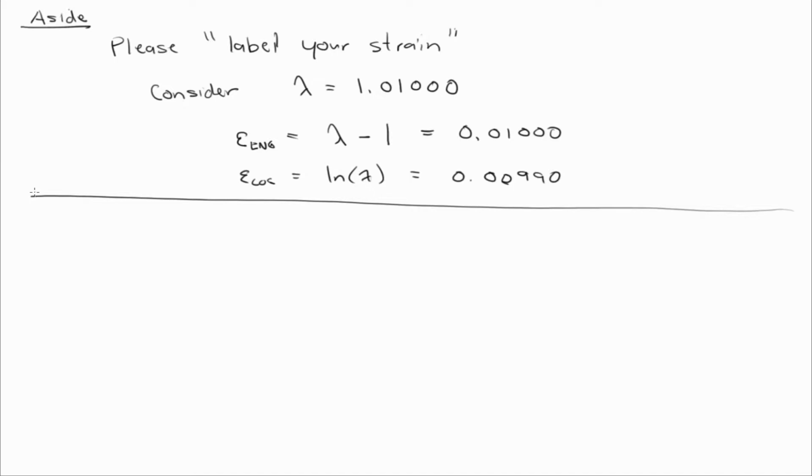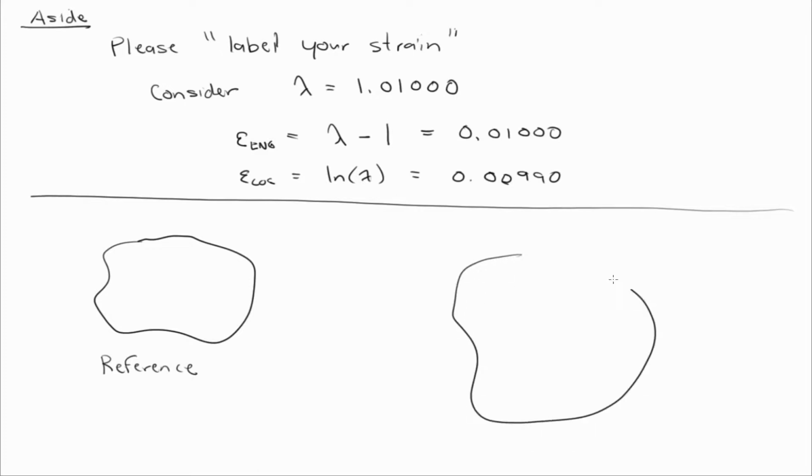So the idea is that we're going to define one configuration, and we'll call it the reference configuration. And after some deformation occurs, then we have another configuration that is the current configuration. And in each of these configurations, or at least in the reference, we have a little line segment ds.